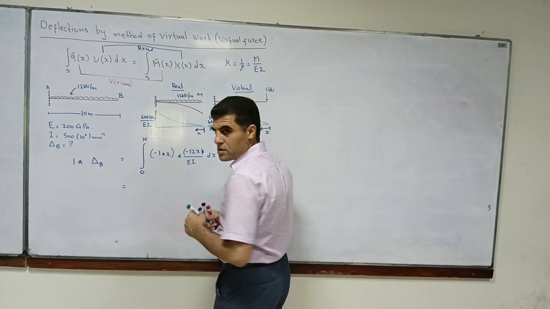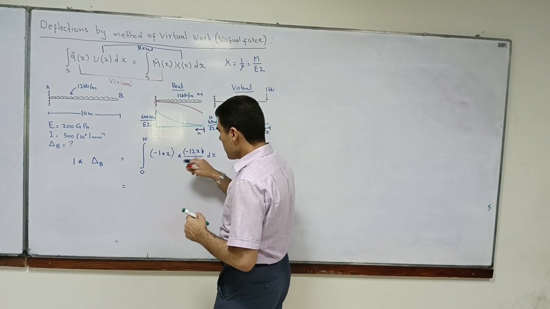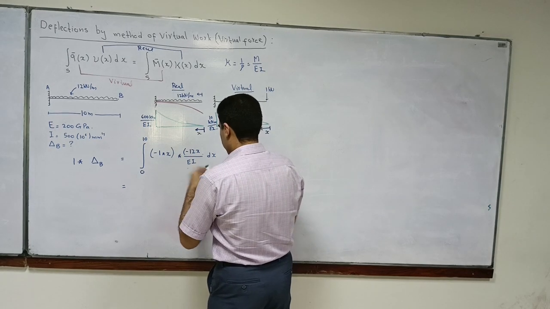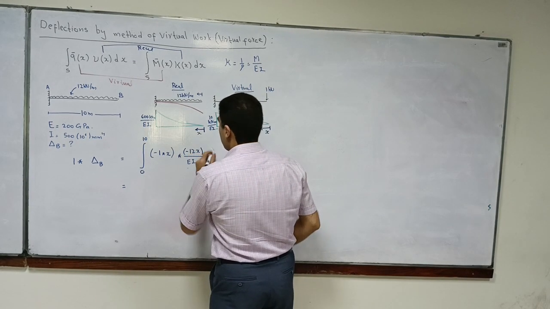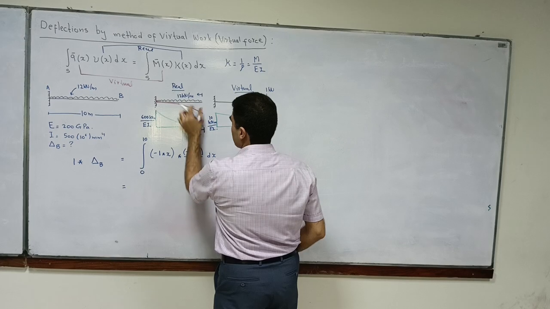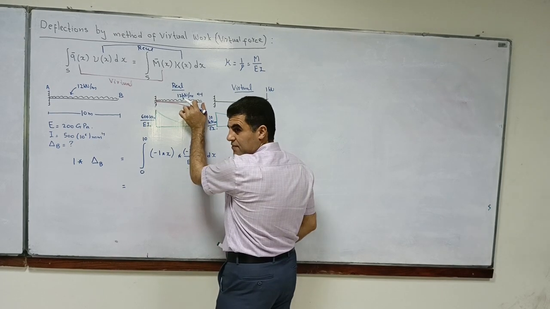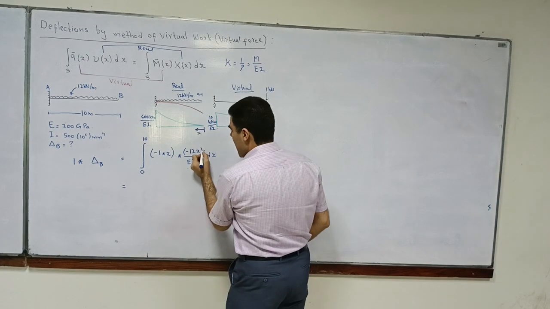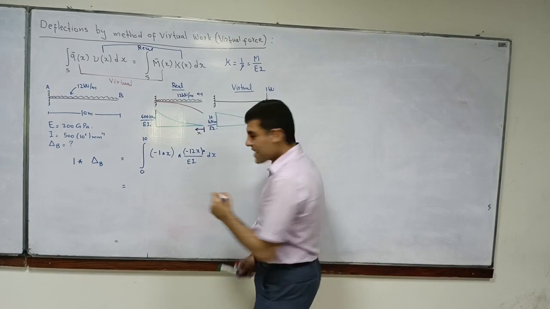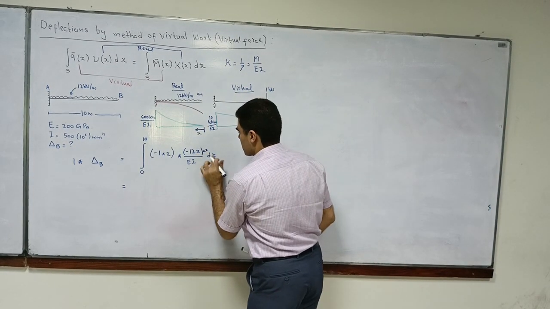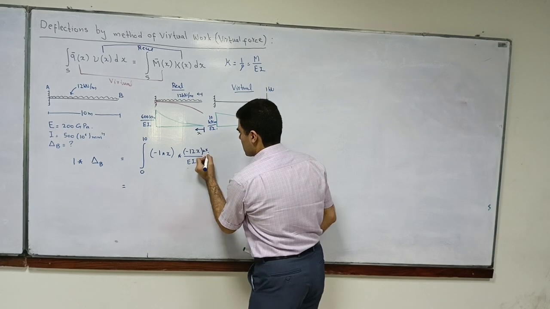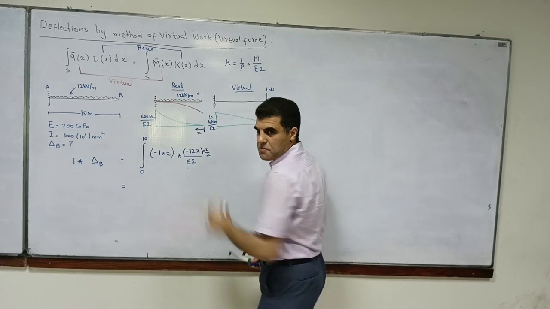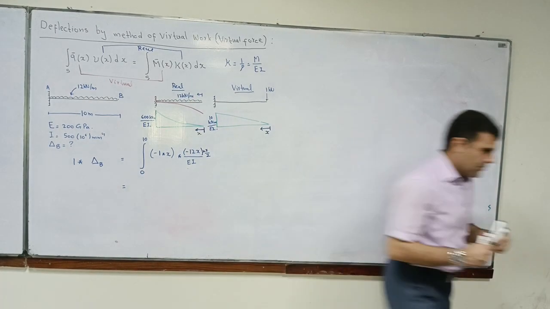Can you repeat this minus 12x step? This minus 12x is, this is 12, isn't it? 12 times x and x by 2. Times x into x by 2. That is my moment equation.